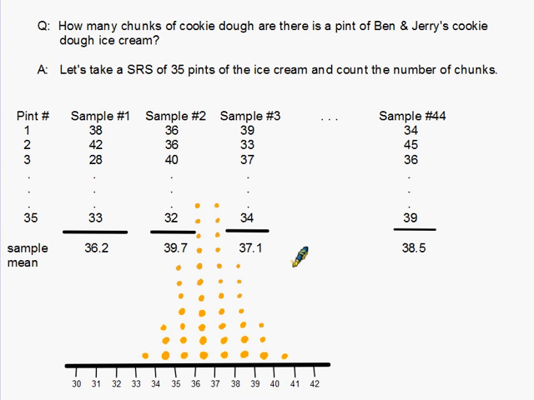At this point, I'd like to actually talk about an important distinction. And that is, a population distribution versus a sampling distribution. Now, what we have here are, of course, sample means. These measurements inside the samples are really population measurements. Now, we don't have all of them. And in particular, let's look at this one pint. Pint number 2 of sample 44 had 45 chunks of cookie dough.